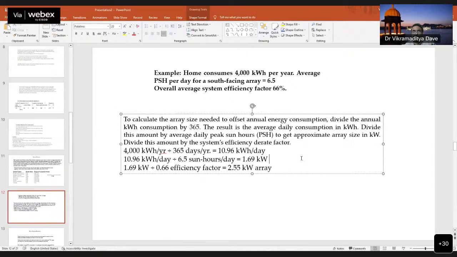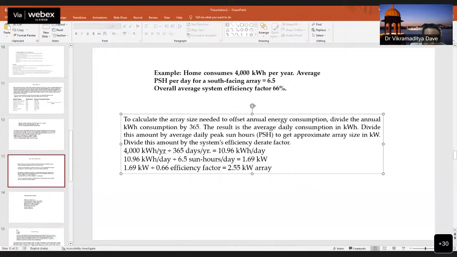1.69. Now everything has been multiplied. The overall derating factor has been given to you, and that is 0.66. So I will divide 1.69 by 0.66, and I will get 2.55 kilowatt. Okay, so this is the solar array I require for that residence, to be installed on that given residential place.